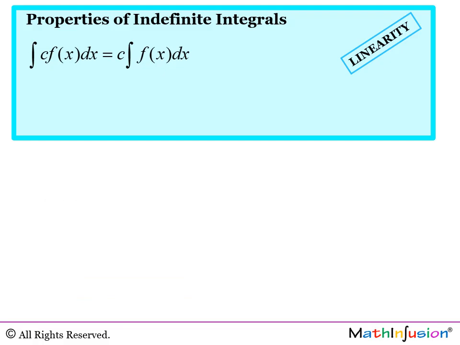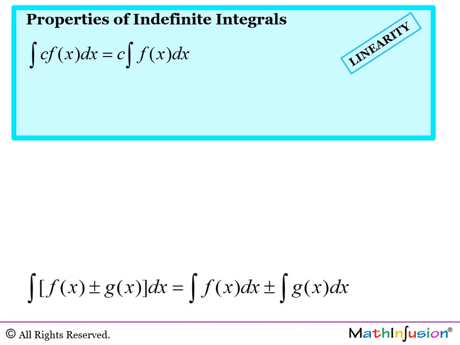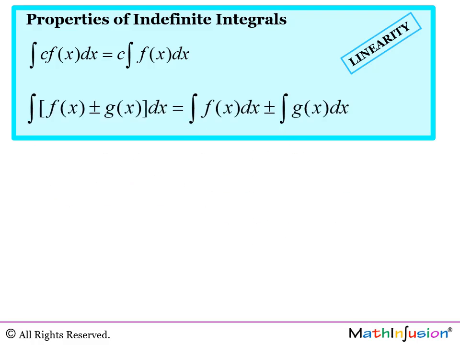The integral of a constant times a function dx equals the constant times the integral of the function. And the integral of a sum or difference of functions equals the sum or the difference of the integrals. If you put those together, you just get linearity.